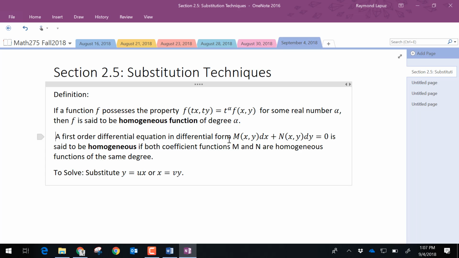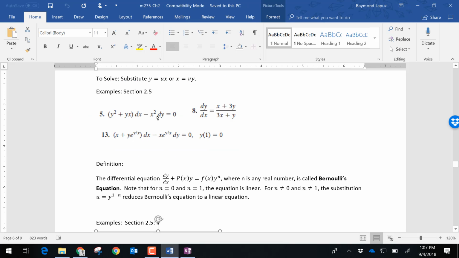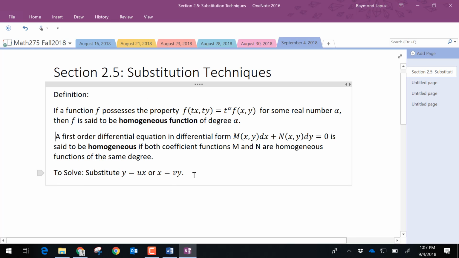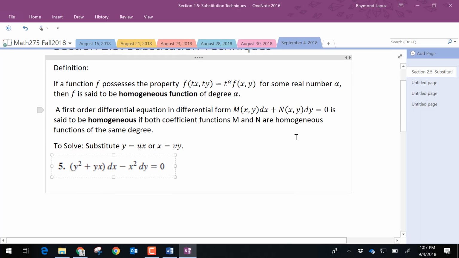So let's do a problem. I think for these techniques that we're going to learn, we just talk a little bit about what they are and jump to actually doing an example. So here's our first example. We should first check that it is in fact homogeneous.